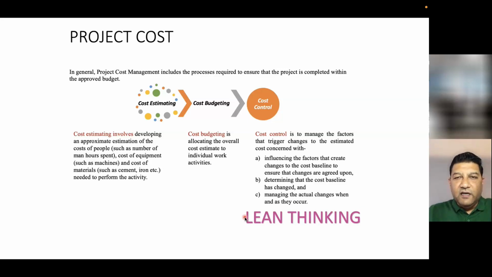So lean thinking is something where we are trying to reduce waste, not the physical waste, but other different types of waste. For example, waste of excess transportation. Why should we transport the material 5 times a day? Why can't we do it 1 time a day? So these are the things we apply lean thinking to, and we try to reduce the waste.